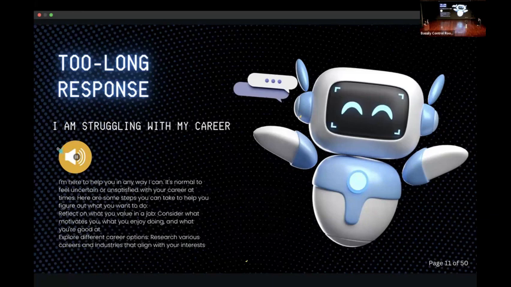With your career at times. Here are some steps you can take to help you figure out what you want to do. Reflect on what you value in a job. Consider what motivates you, what you enjoy doing.